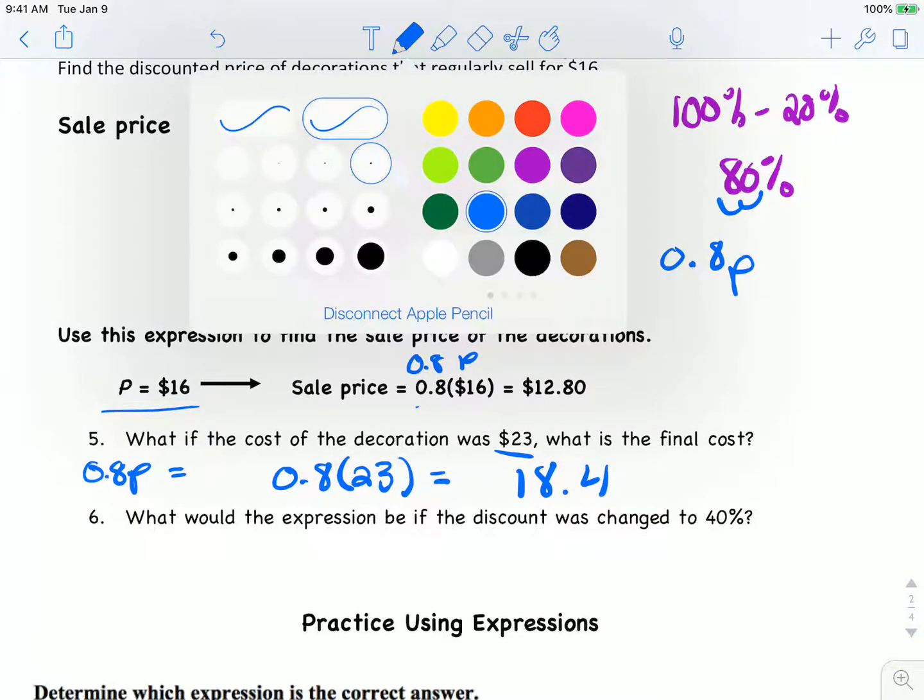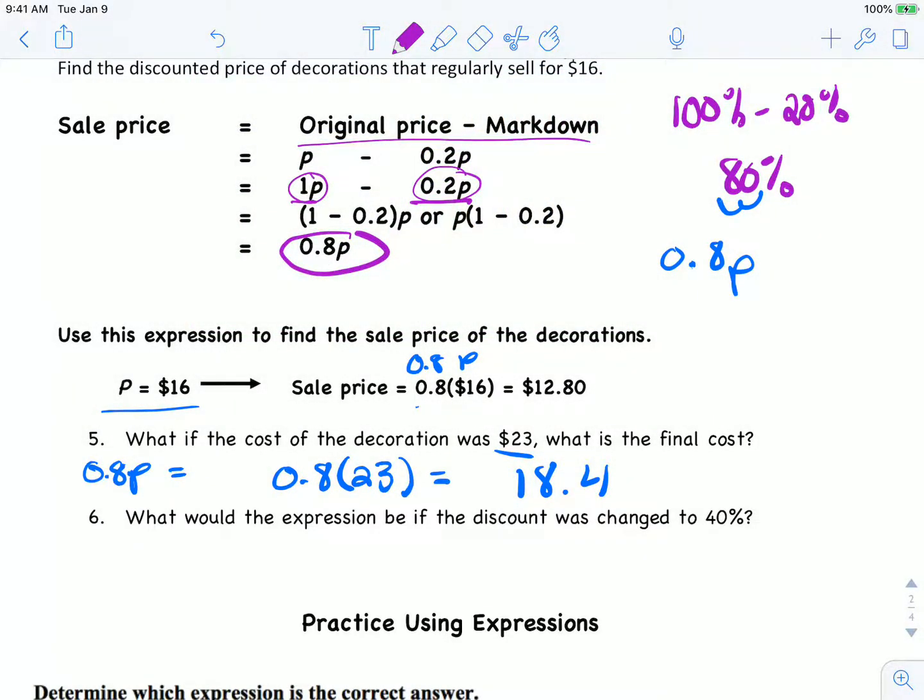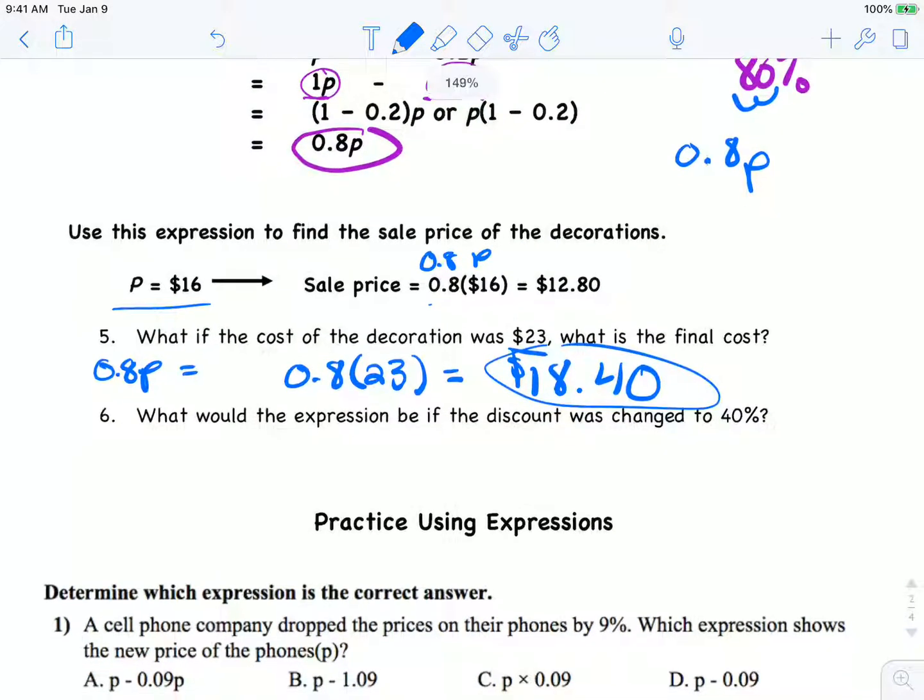How would I read that as money? Perfect. $18.40. And is that less than $23? Yeah, it's a discount. It's 20% off. Good. You better not be paying me more for a discount. I'm getting that marked down. It's getting less money. Okay, what would the expression be if the discount was changed to 40%?